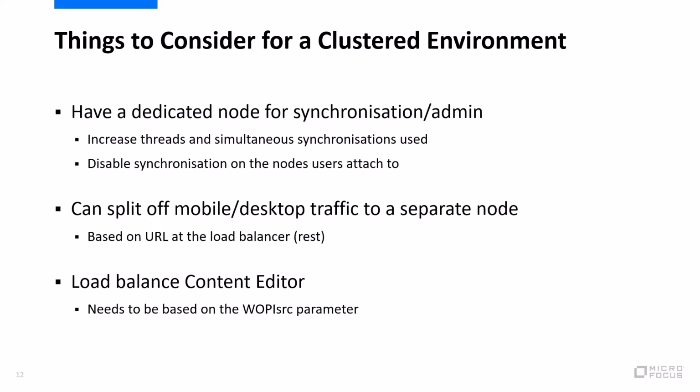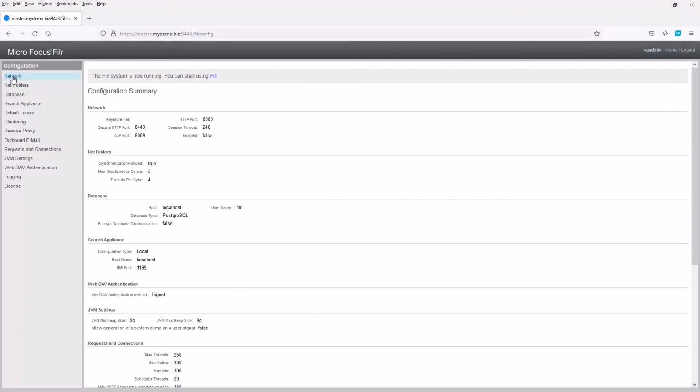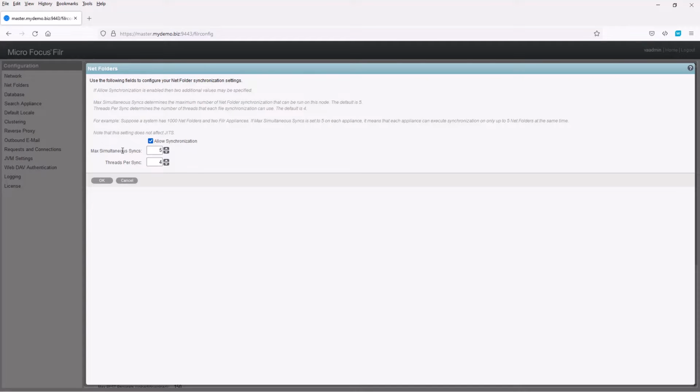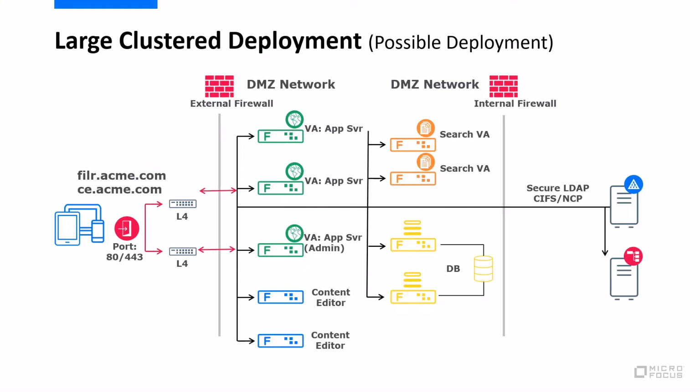Let's just show you where you can set that synchronization option. On the net folders option in the VA administration console, I've got the option here to allow synchronization. So on the web nodes that I'm letting users go to, I turn that off, so that way their connections are not going to be impacted if there's a synchronization going on. And then on the dedicated administration synchronization node, I will enable that. And most probably, because there are no users on this node, I'll increase the maximum number of simultaneous synchronizations and indeed the threads that are used per sync. So let's just look at one possible deployment of a large cluster.